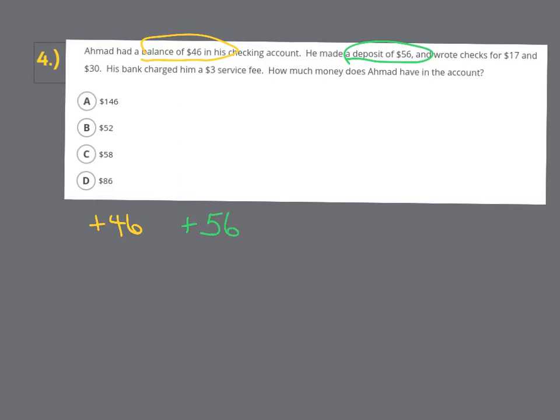Then he wrote checks for $17 and $30. So when I write a check, I know that that money comes out of my checking account. So that would be a negative 17 and a negative 30. And then the bank charged him a service fee. A service fee means that they're taking money out. So that would also be a negative. And in that case, it's a negative 3.